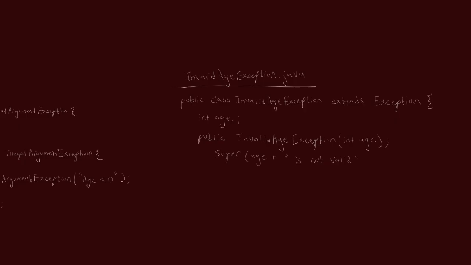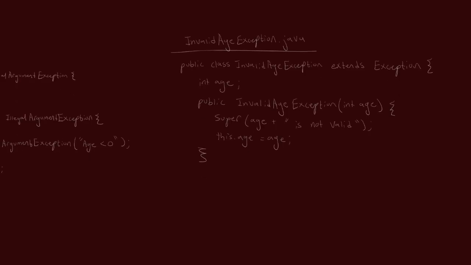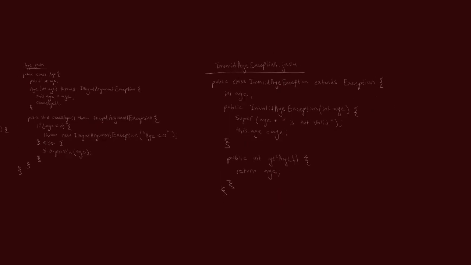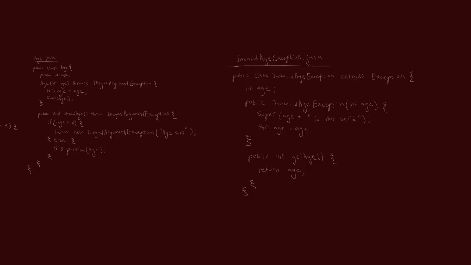Okay, and then we do this.age is equal to age. Oh, sorry, the constructor has to be curly brackets. There we go. And then we can do a method that gets our age. All right, there we go. So just like that, we created our own exception.